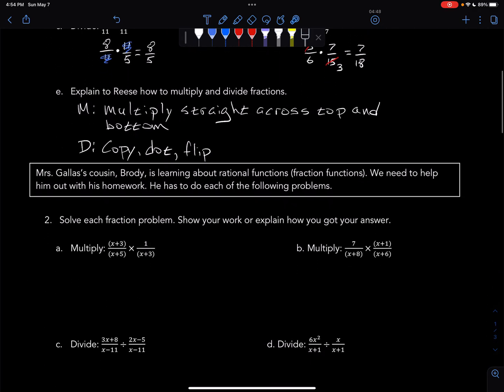All right, moving on. Now we've got some rational expressions, right? Just numbers up top. Now on to the rational expressions. So if we look at this, we're still multiplying. We can cross cancel, and we can cancel the x plus 3 and the x plus 3, and we end up with 1 over x plus 5.